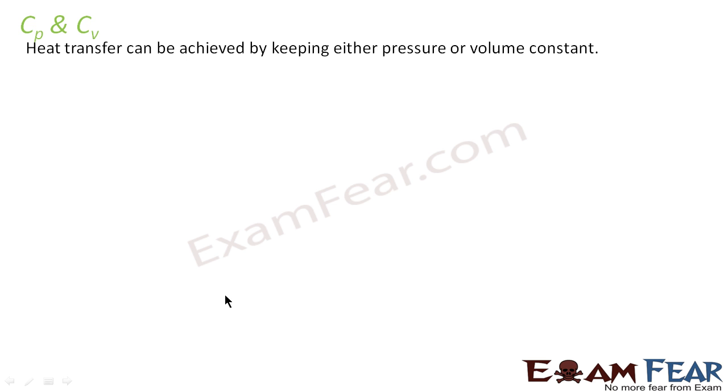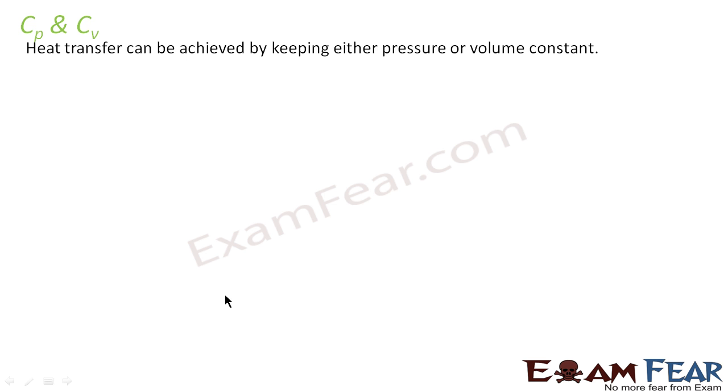Now that we have discussed molar specific heat capacity, we will discuss two very important terms, that is molar specific heat capacity at constant volume and at constant pressure. These two terms will be very frequently used as you go ahead, and so let us introduce them now. Heat transfer can be achieved by keeping either pressure or volume constant. As I told you, there are three variables which define any particular state of a gas, that is pressure, volume and temperature.